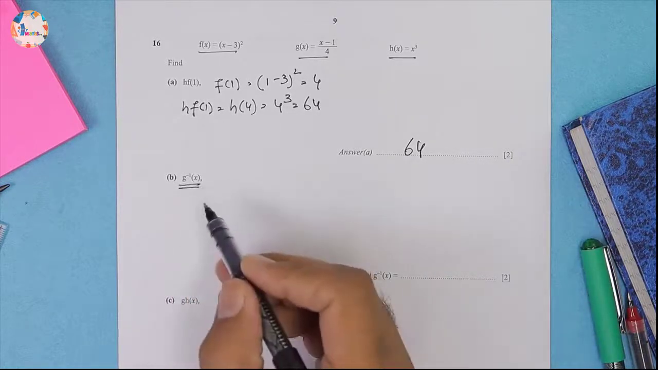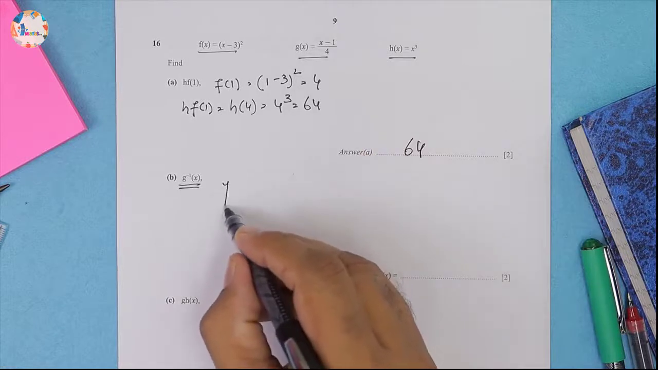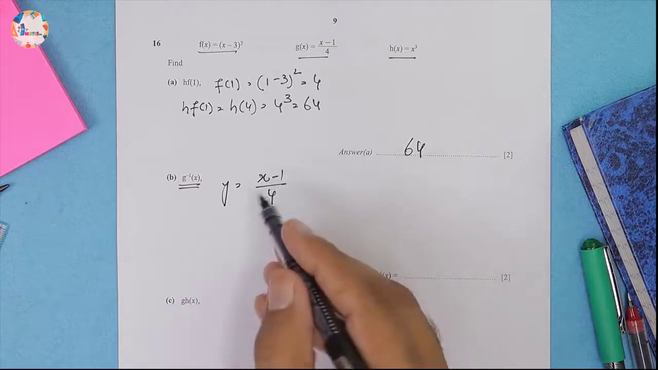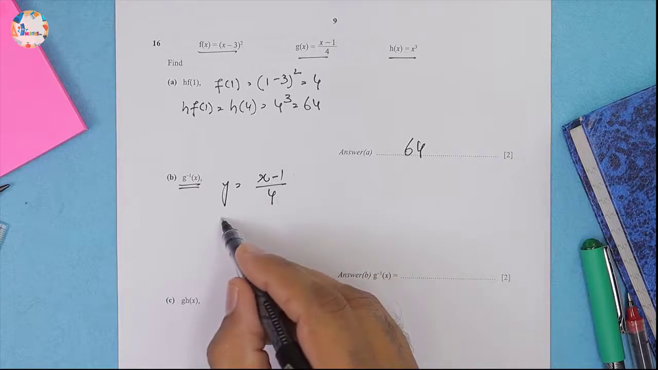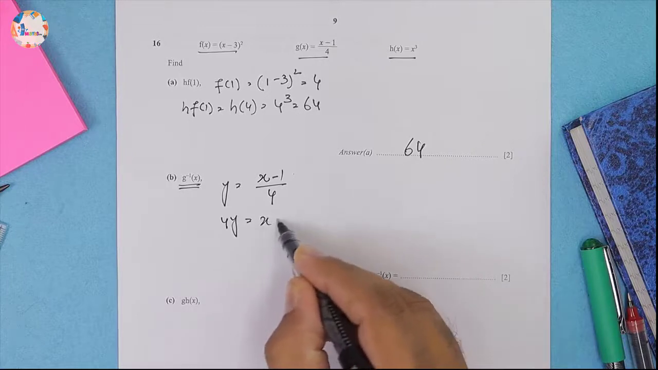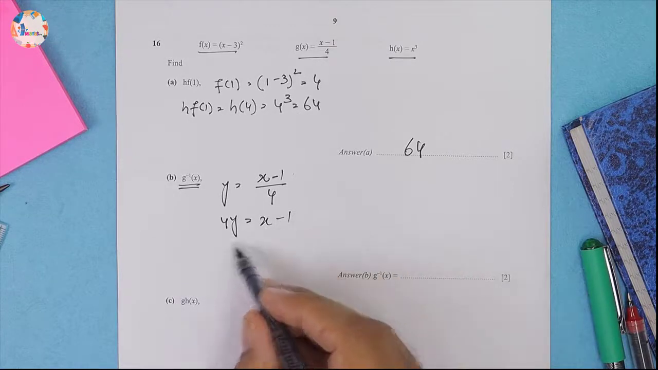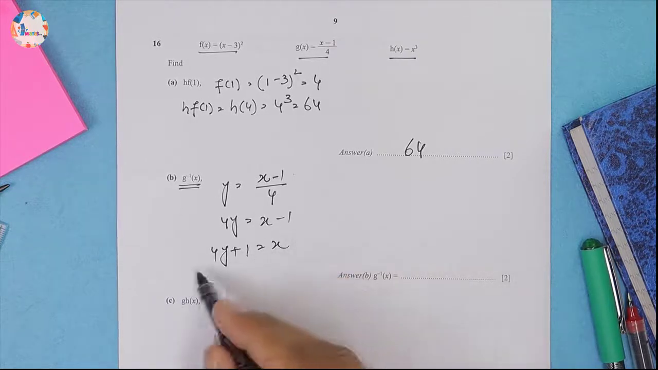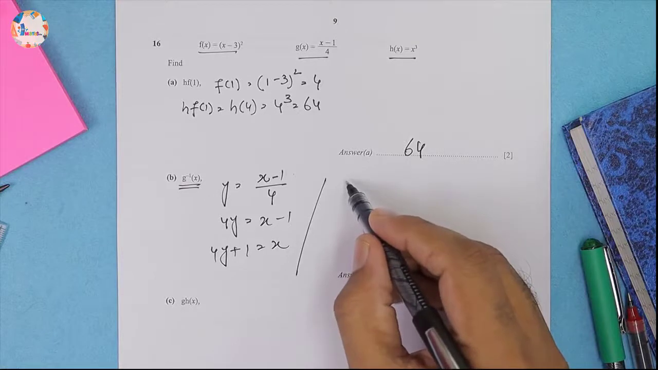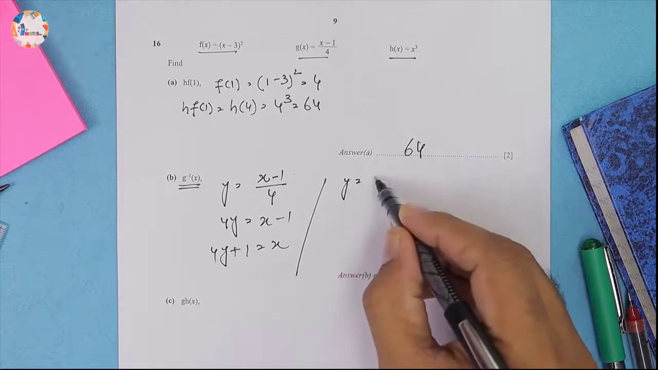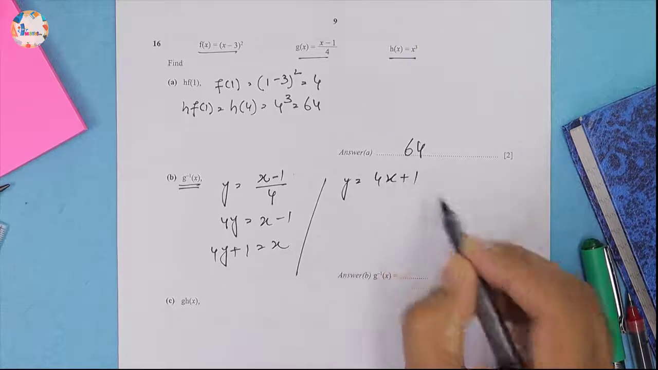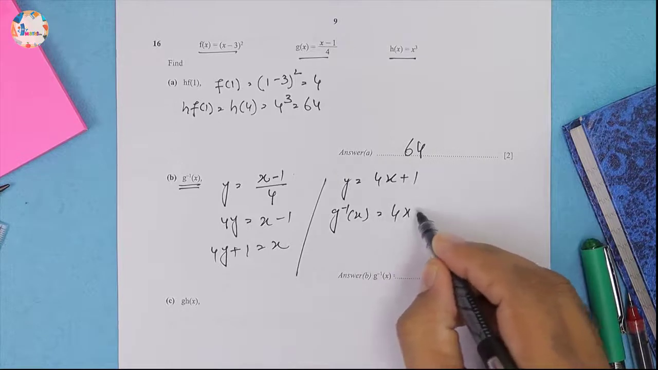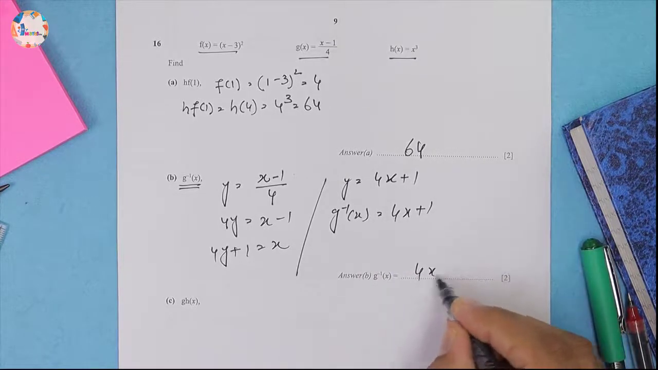Then we have to find g inverse of x. g of x is this one, so we can write y is equal to x minus 1 over 4. Now we can make x as subject. 4 we have to shift to this side, so this will be 4y is equal to x minus 1, and then we can shift 1 also to this side, so 4y plus 1 is equal to x. Now we can swap x and y, so it will be y is equal to 4x plus 1. This is basically g inverse of x, so g inverse of x is equal to 4x plus 1, and our answer will be 4x plus 1.